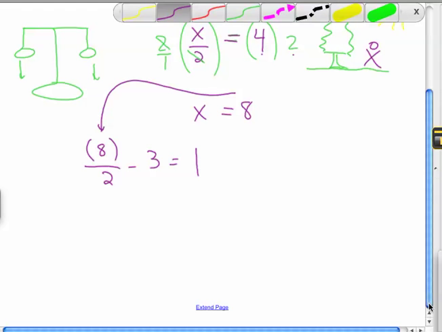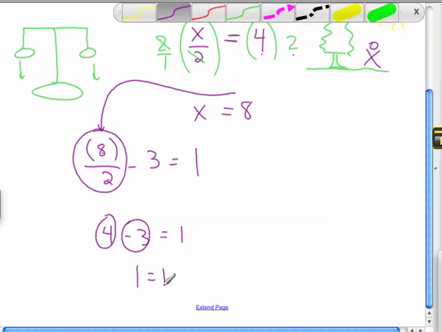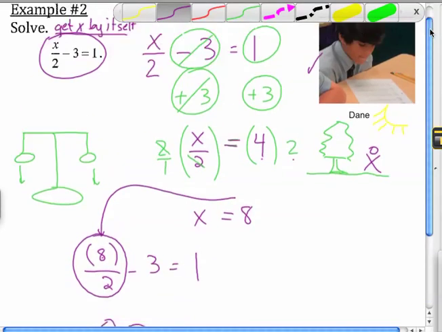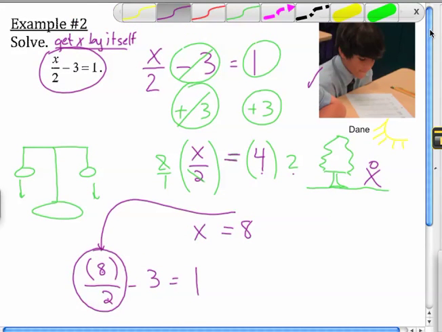Now, the first thing I'm going to do is I'm going to deal with this division. 8 divided by 2 is 4 minus 3 equals 1. Then I'm going to combine these two terms, which are alike. 4 and negative 3 gives me 1 equals 1. Is that true? Is that true, Dane? Dane, is that true? He said it was true.